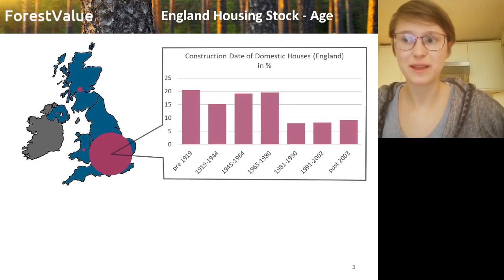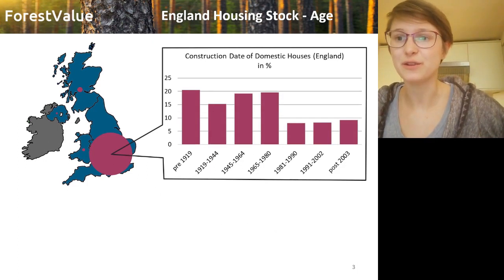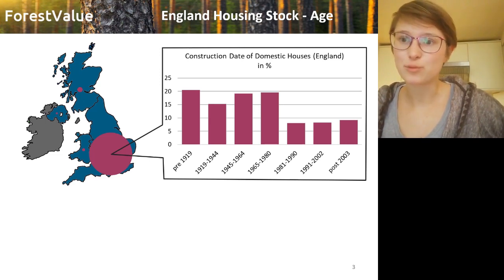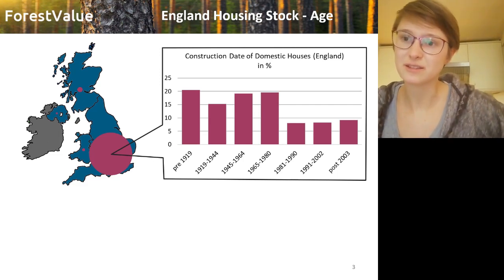Since the housing stock is mainly located in England, we can look at the age distribution of houses in England. And on this slide, you can see that the pre-1919 buildings, so buildings that are around 100 years old, make up about 20% of the building stock in England. But the largest percentage of houses that already exist were built between 1945 and 1980. And only 24% of houses are built past 1980.